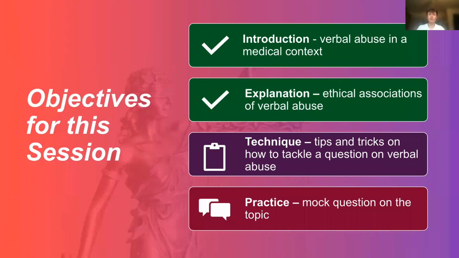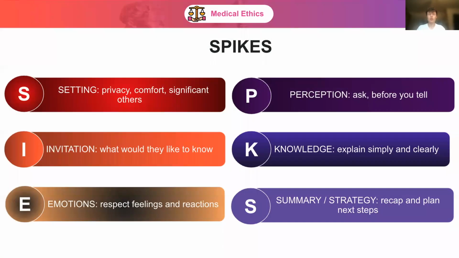So we've looked at verbal abuse in a medical context, and we've looked at some of the ethical associations of verbal abuse. So now we're going to look at some tips and tricks on how to tackle a question of verbal abuse. So we're coming back to this SPIKES framework, and we've been through this a few times now, so I'm going to rattle through it. But again, previous videos will go into it in a bit more depth if you need this. So S is for setting, P is for perception, I is for invitation, K is for knowledge, E for emotion, and S for summary.